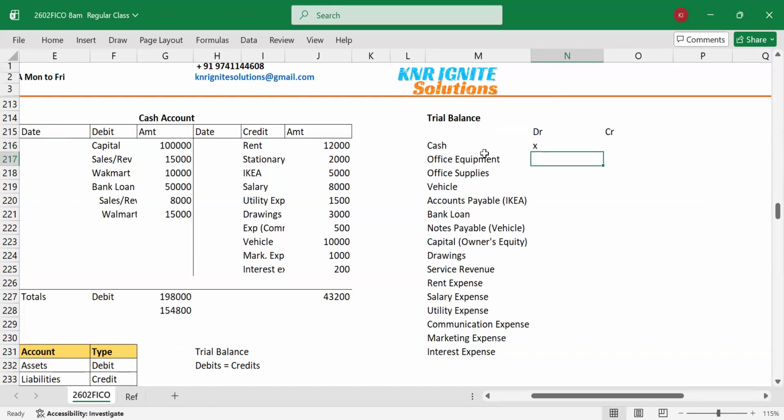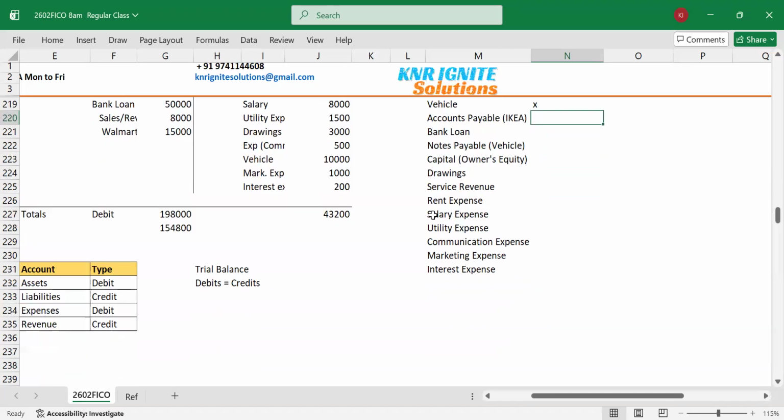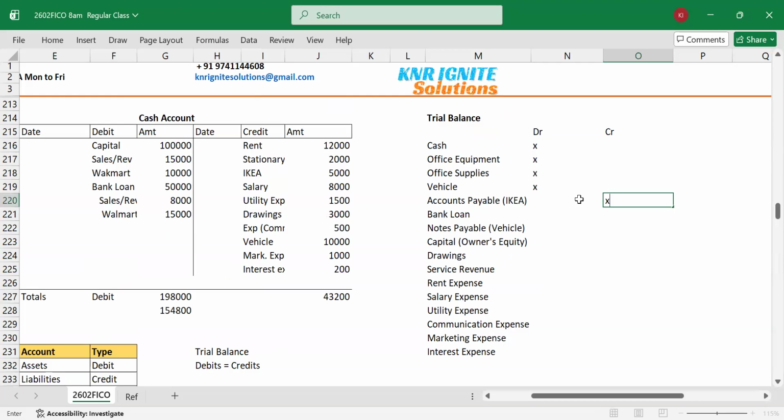Office equipment is an expense. It should carry what? Again, debit balance. Office supplies is an expense. It should carry a debit balance. Vehicle is an asset. It should carry a debit balance. Accounts payable is a liability. Liability should carry which balance? Credit balance. So you'll mark it here for now. And bank loan is a liability. It should have a credit balance. Notes payable is also a liability, credit. And capital is a liability, again credit. Drawings is one of your expenses, so it's a debit.